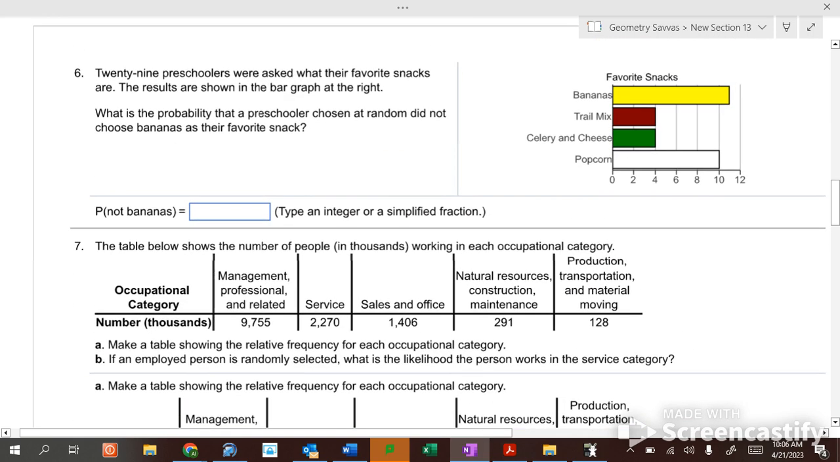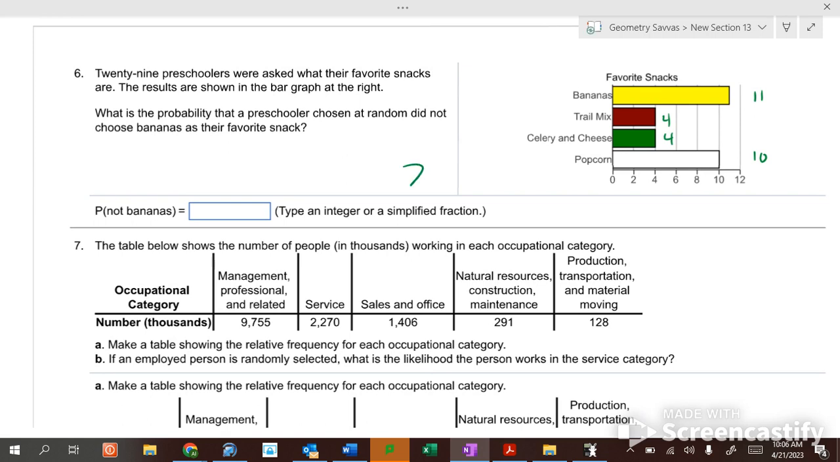So the snacks, when you look at this, there are 11 of these, 4 of these, 4 of these, and 10 of these. 11 and 10 make 21, and 4 and 4 make 29. So it's whatever out of 29. Okay? Probability not bananas. Well, if there's 11 bananas, not bananas would be 18.